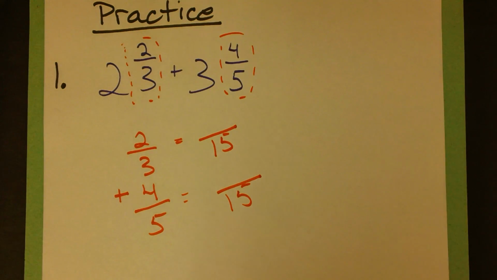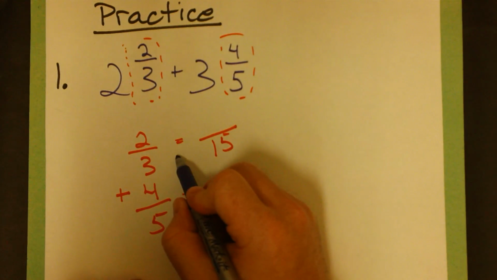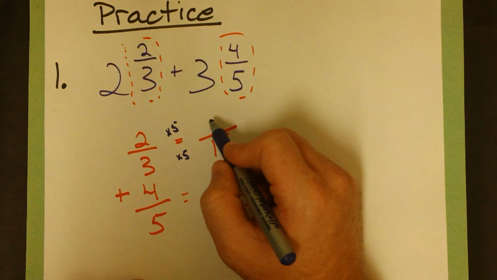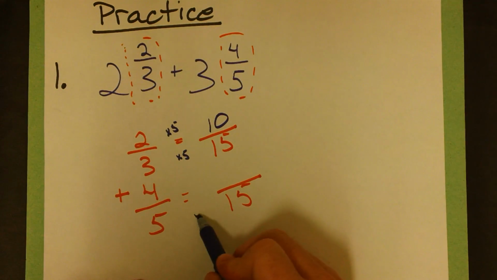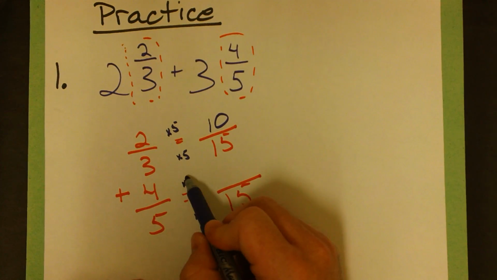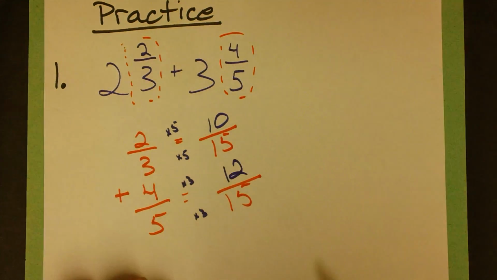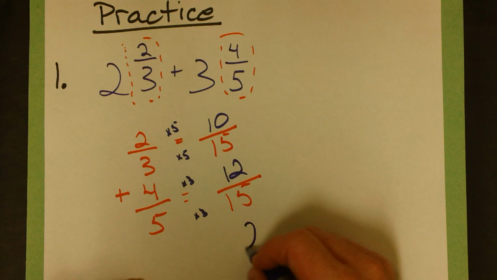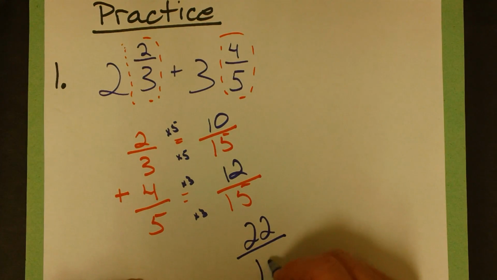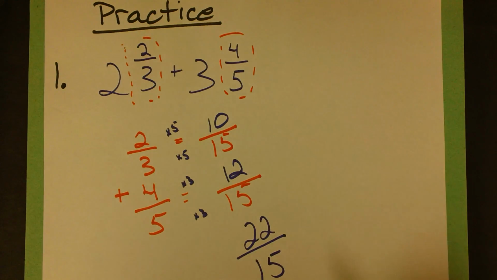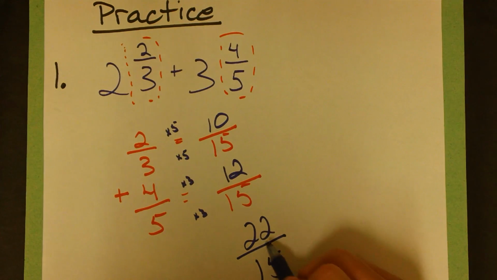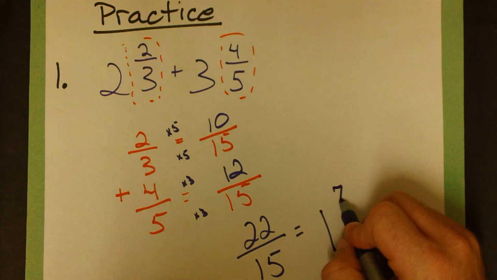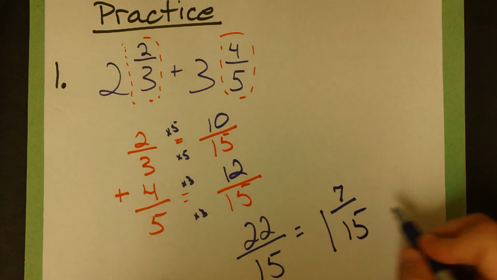All right, so to turn the 3 into a 15, we multiply times 5, so we're going to do the same thing to the 2. 5 times 2 is 10. Here we're multiplying 5 times 3 to get 15, so we multiply 4 times 3 and get 12. When we add 10 plus 12, we get 22 over 15. Now, this is an improper fraction, so I'm going to divide 15 into 22, which equals 1, and then the remainder is 7 over 15.